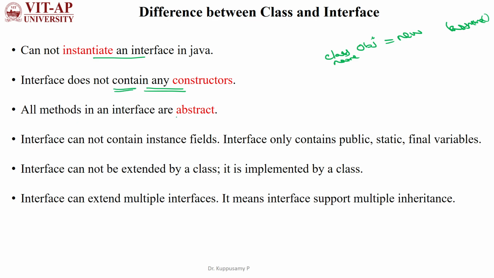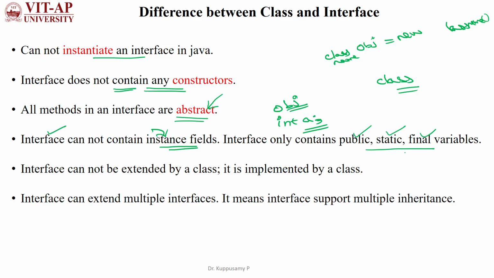All methods in an interface are abstract. The class can have concrete methods, right? But here the interface methods are abstract methods. An interface cannot contain instance fields, right? That means just declaration itself is not possible. It should be initialized. So here it should not have the object. Object also cannot be inside the interface. That is the instance fields, right? So it should always be constant values like public static final, or only static final, or only final, right?